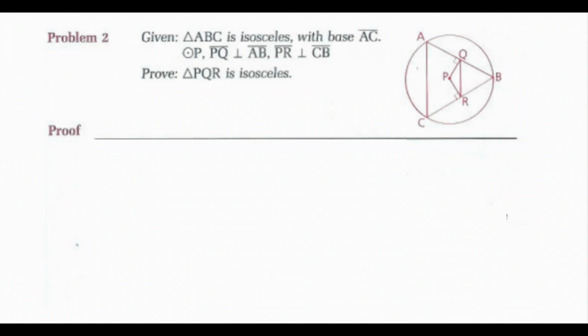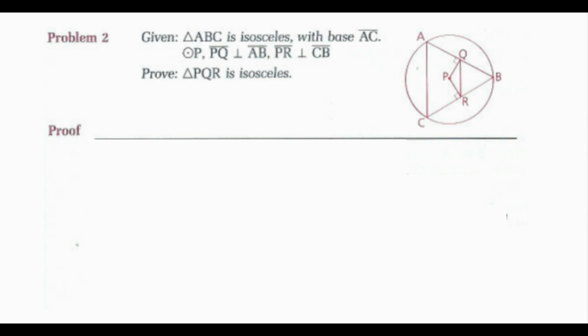Looking at our last problem, problem 2, we're given triangle ABC as isosceles with base AC, circle P, PQ is perpendicular to AB, and PR is perpendicular to CB. We want to prove triangle PQR is isosceles. So in order to prove triangle PQR is isosceles, we need to show that PQ is congruent to PR, or angle PRQ is congruent to angle PQR.